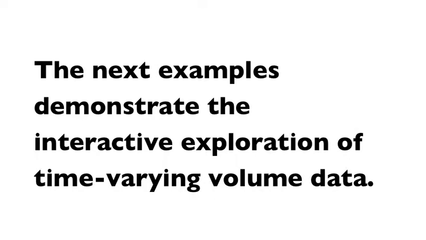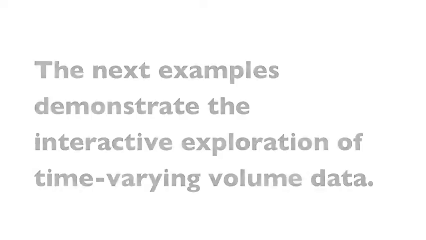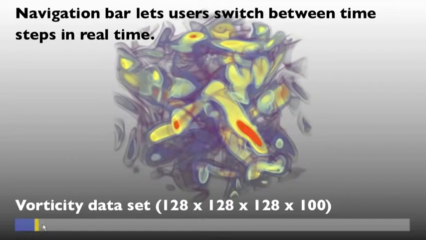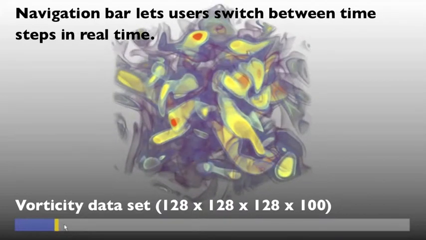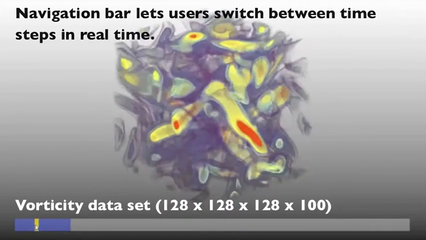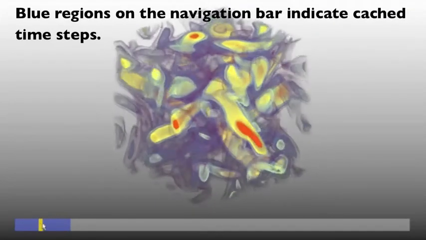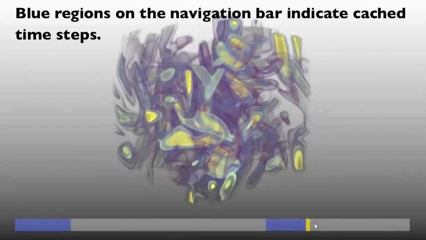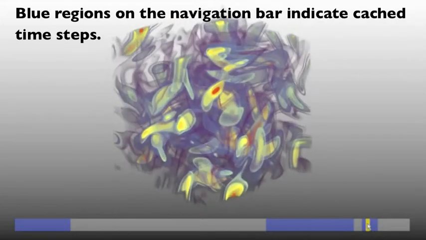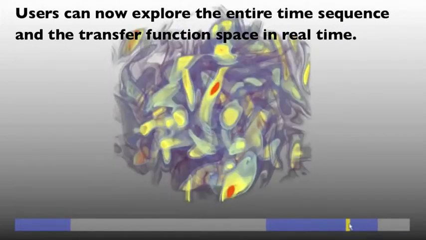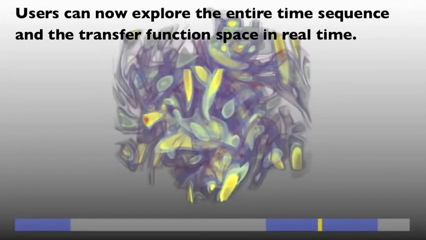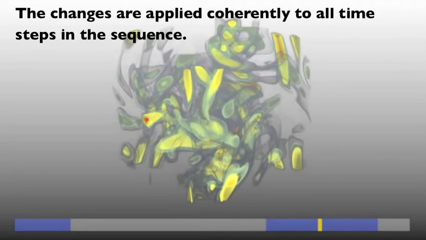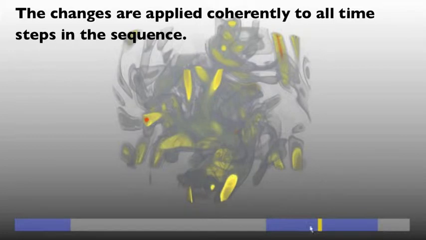We demonstrate the interactive exploration of time-varying volume data. The navigation bar lets users switch between time steps in real time. Blue regions on the navigation bar indicate cached time steps. Users can now explore the entire time sequence and the transfer function space in real time. The changes are applied coherently to all time steps in the sequence.